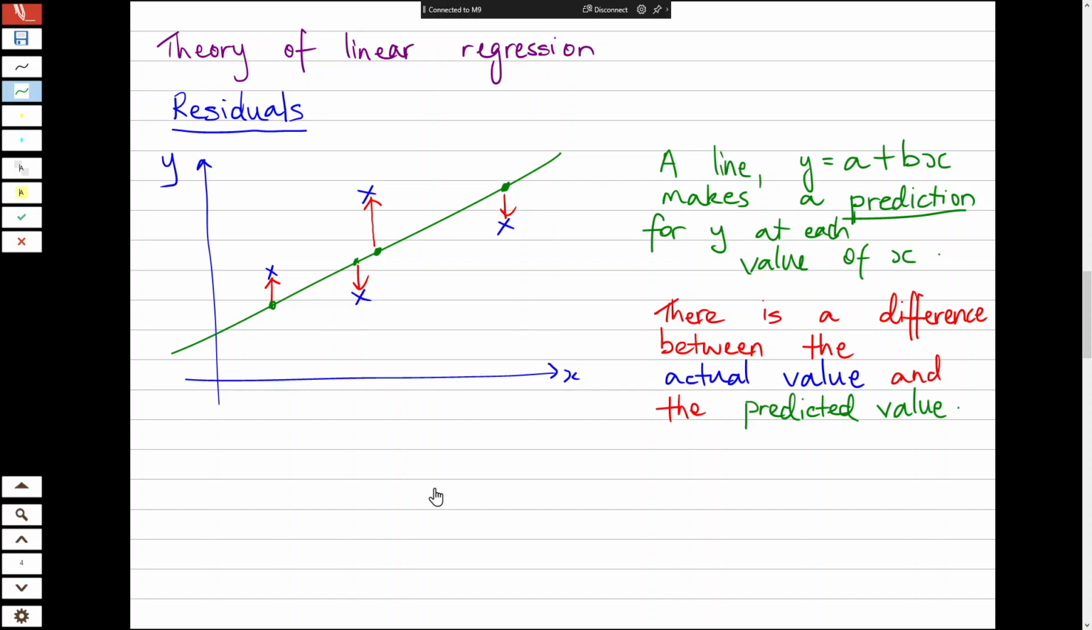So if I think of the blue dots as the original value in my data set, and the green dots as the prediction that's made by the line, there's a difference, there's an error. They're not the same. You can see that from the picture. So we're going to define the residual value to be this error or this difference.